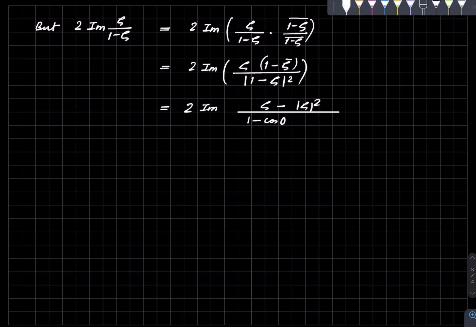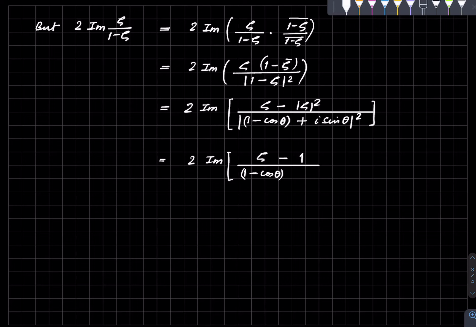1 minus cos theta plus i sine theta, and that we are taking the modulus of and squaring it. So this is what we are interested in. This is equal to twice the imaginary part of zeta minus 1, because mod zeta is 1, zeta is the root of unity after all. And the denominator is 1 minus cos theta whole square plus sine square theta, which is equal to twice the imaginary part of zeta minus 1.